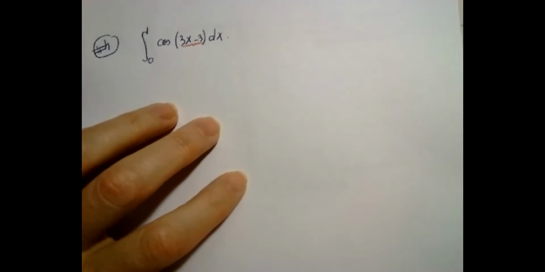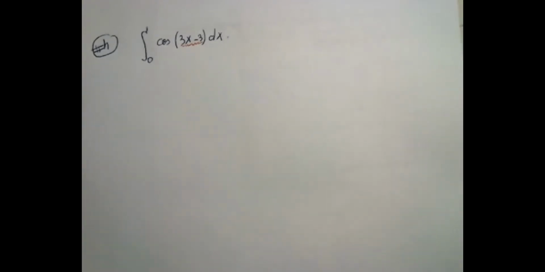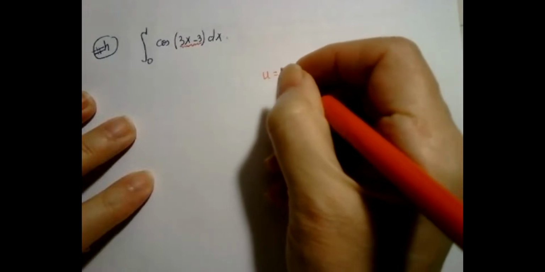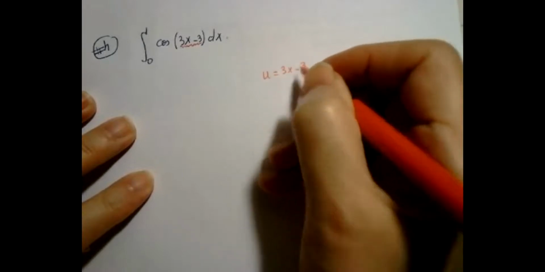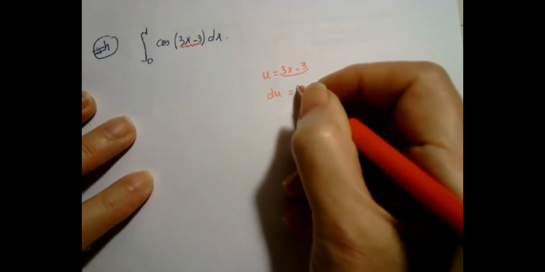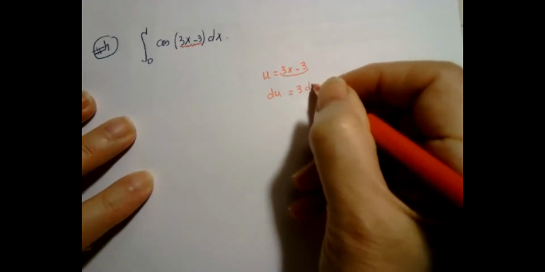Wouldn't we first make u equal to 3x minus 3? Right. First, we have to make u be 3x minus 3. So we have an inside function, and the derivative of it is 3, so we know that we don't have an issue with that. So let's do it. We put u to be 3x minus 3. We compute the derivative: the derivative of 3x minus 3 is 3 dx.